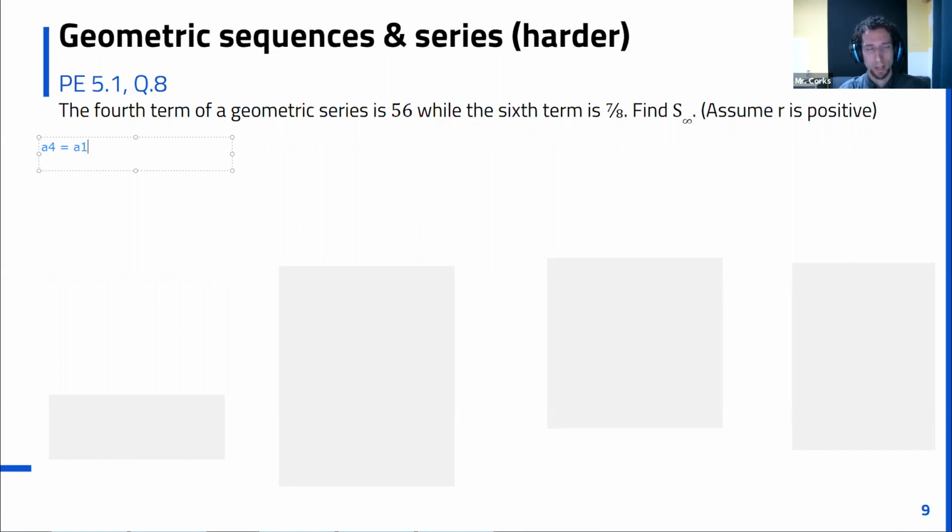Okay, tell me what you were going to say. A1 multiplied by A2 multiplied by A3 is equal to 56. Okay, and what will we do with that? Wait. A4 is not equal to A1 times A2 times A3. A4 is equal to A1 times the common ratio to the third power. That's different from saying A1 times A2 times A3.